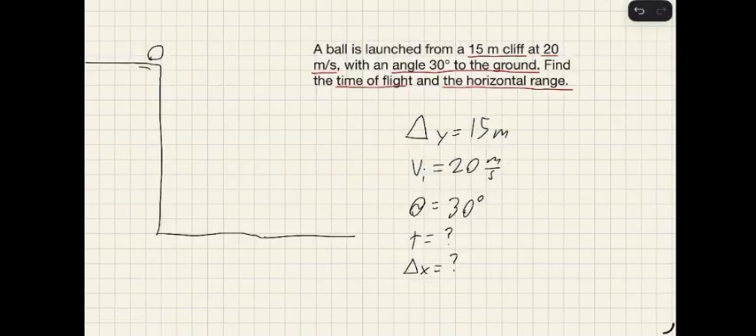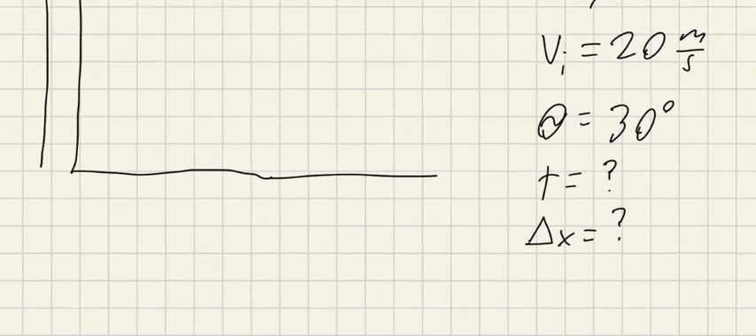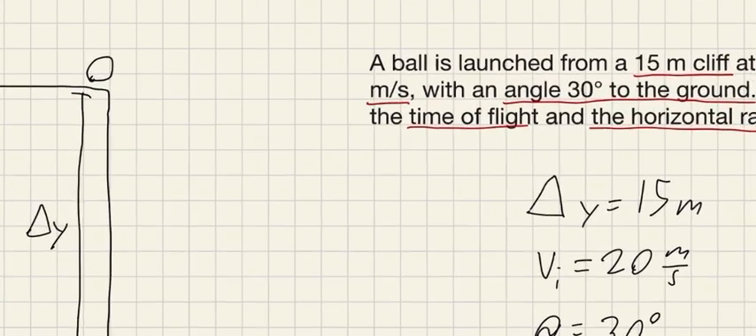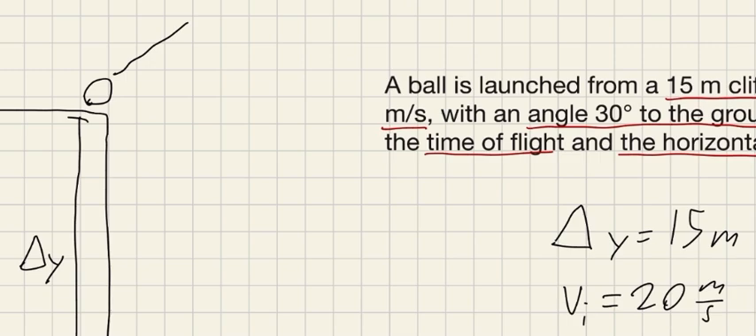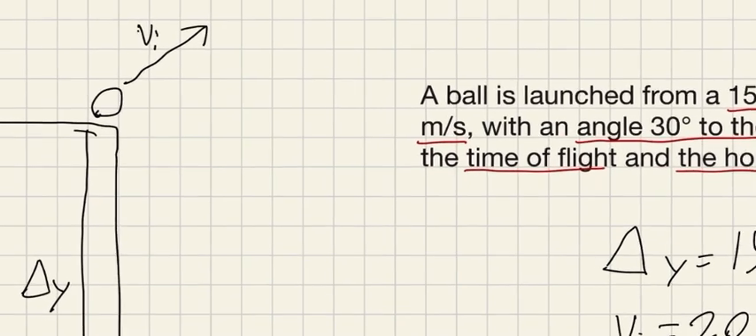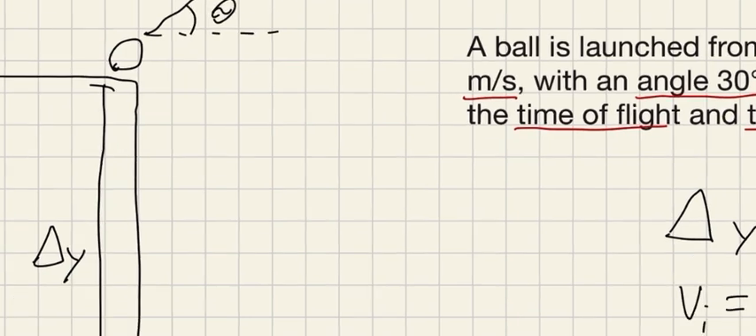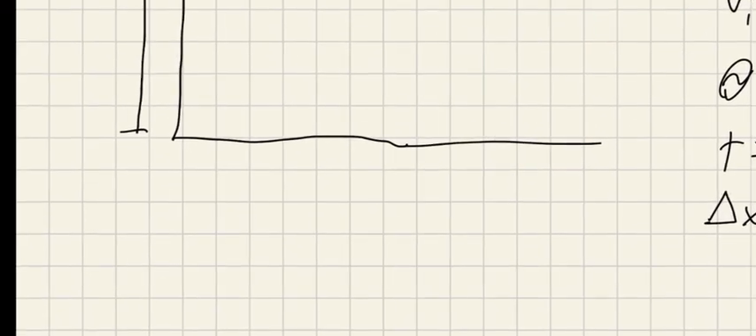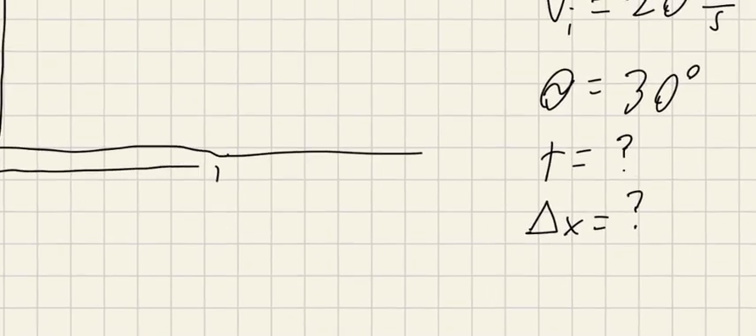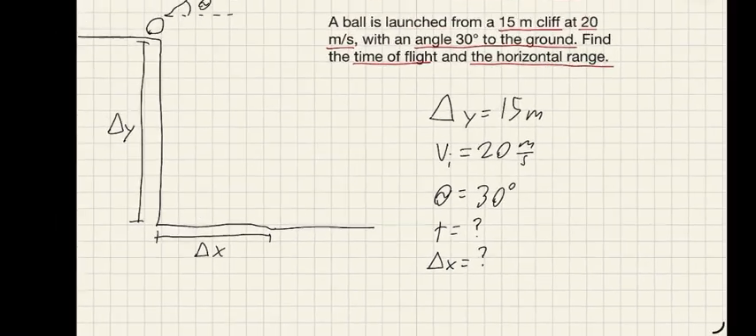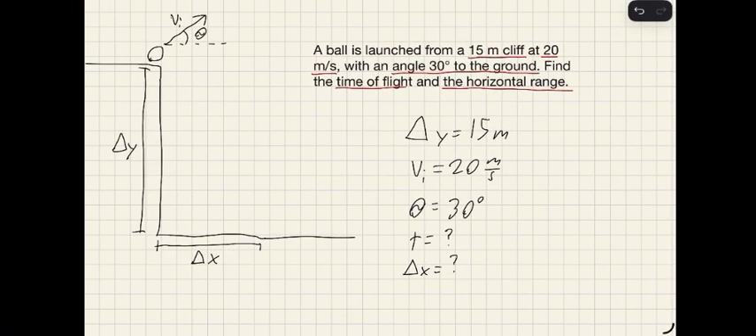So first we have our delta y. That is the height of the cliff, delta y. We have an initial velocity, so I'm going to draw a velocity vector and label it initial velocity. We have an angle theta, and then we want the delta x, so that's how far the ball travels. But you can see now what exactly we're looking for.